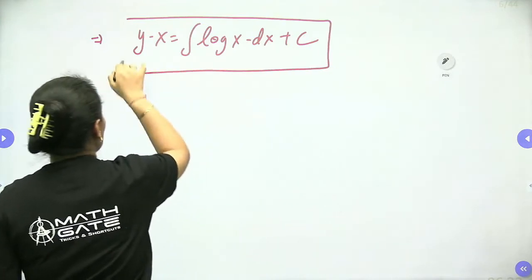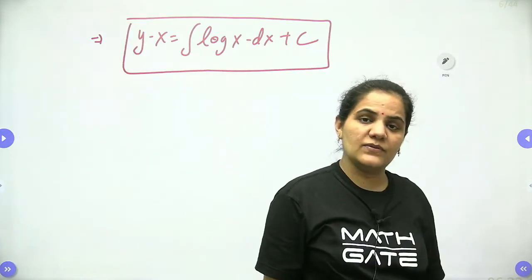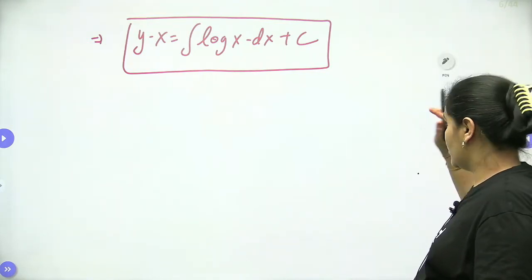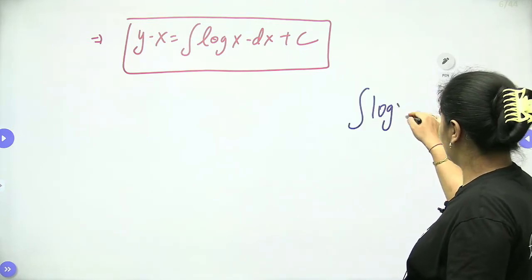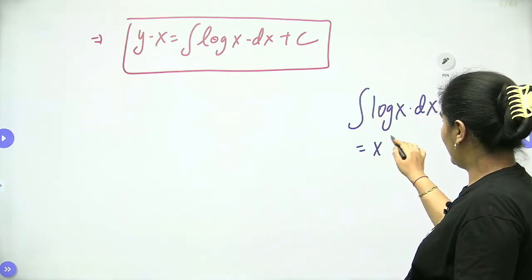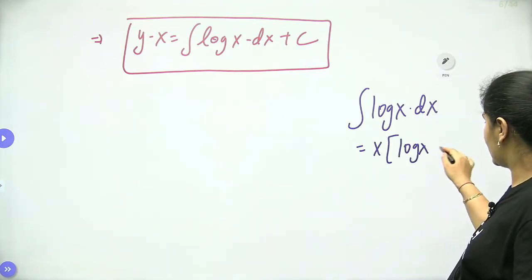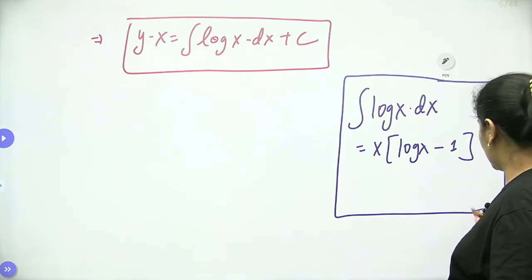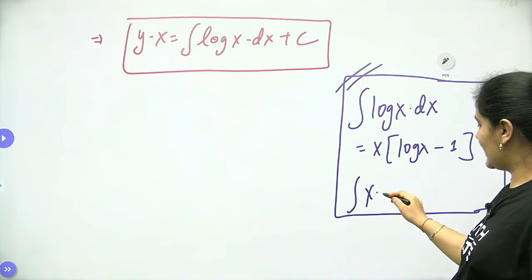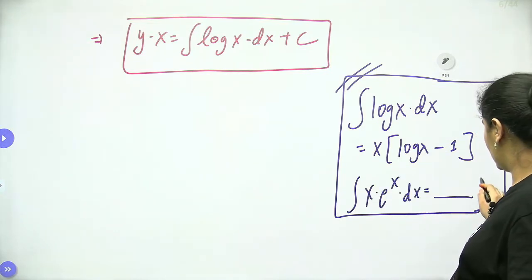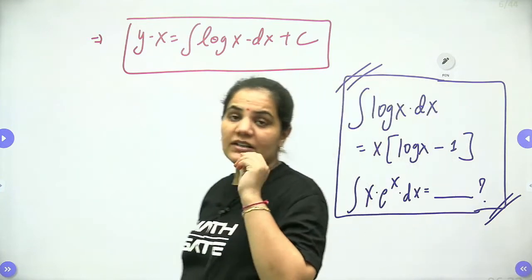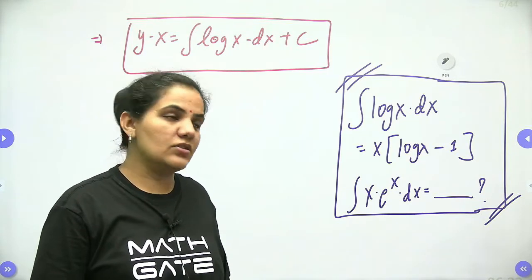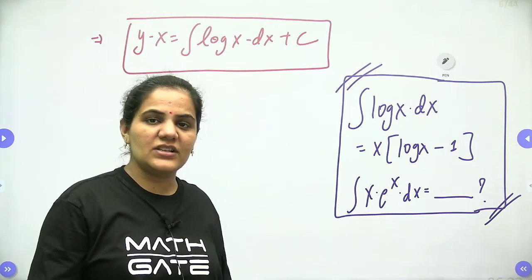We already know how to find the integration of log x. We already discussed a trick for finding the integration of log x, dear students, as I already showed you. The integration of log x is x as it is, after that log x minus 1. I showed you two tricks of integration: the first is log x and the second is x e to the power x dx. In integral calculus we discussed these two tricks, so they will help you.